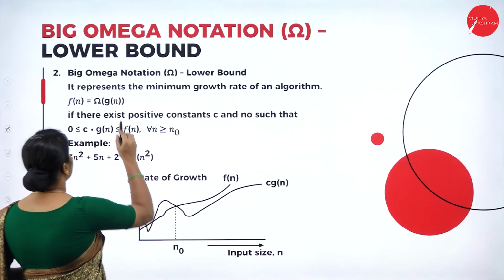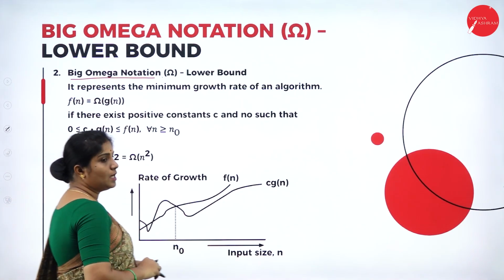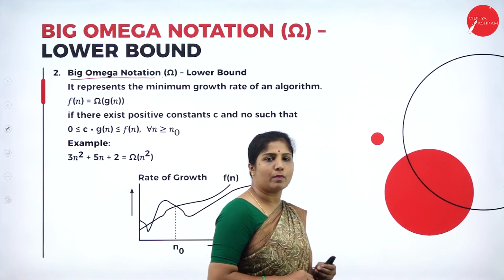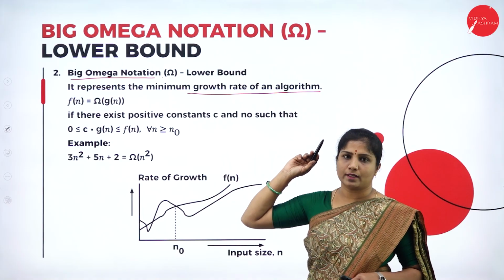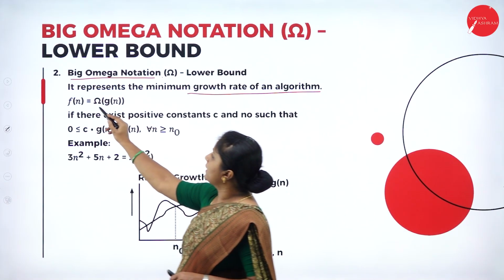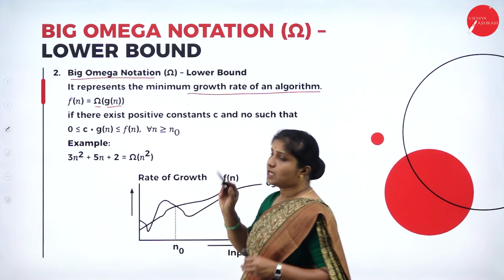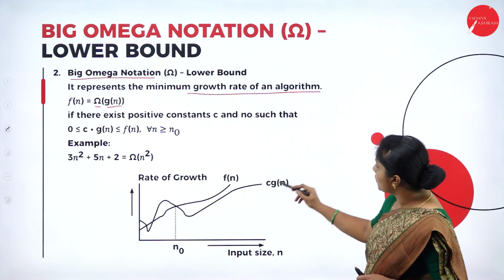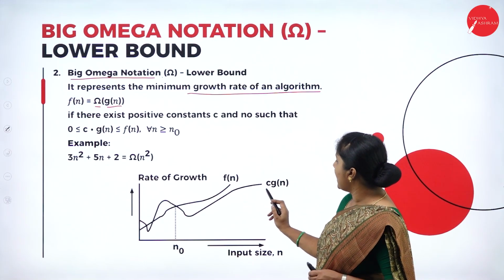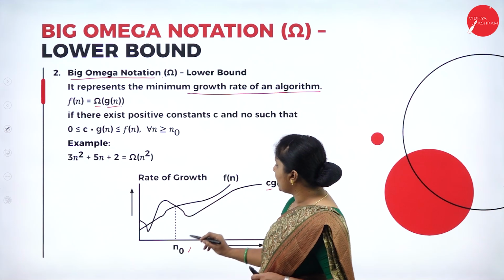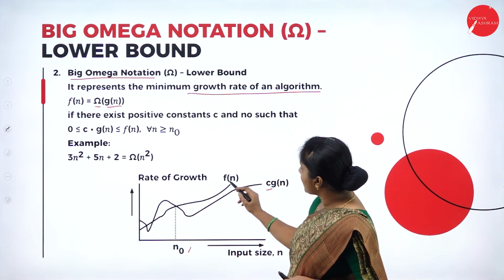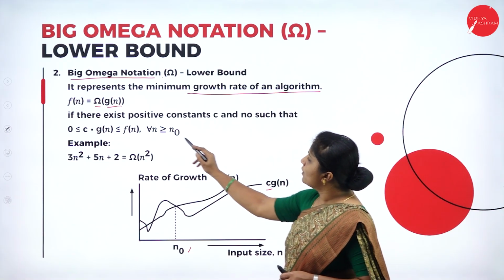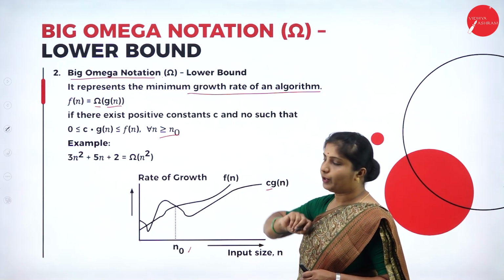Next, we have the big omega notation. This concentrates on the lower bound. It represents the minimum growth rate of an algorithm. Hence, we denote it by omega of g of n, if there exist positive constants c and n naught such that 0 is less than or equal to c of g of n, which is less than or equal to f of n, for all n greater than or equal to n naught.